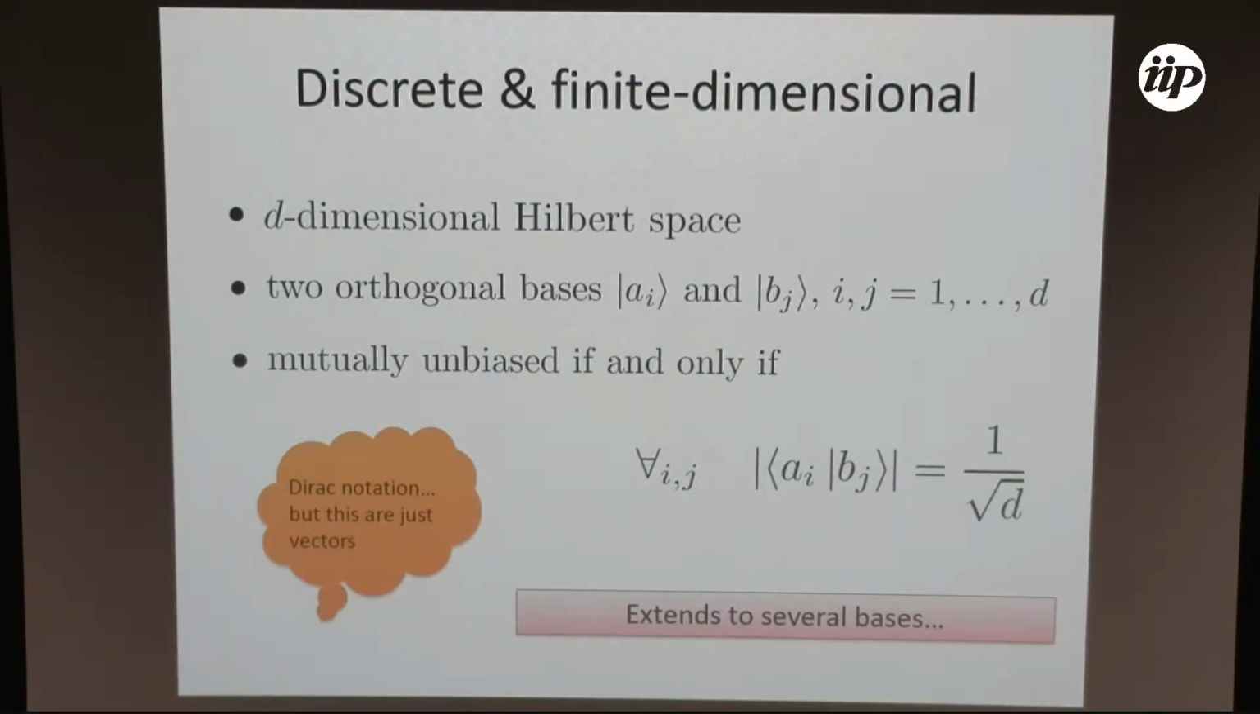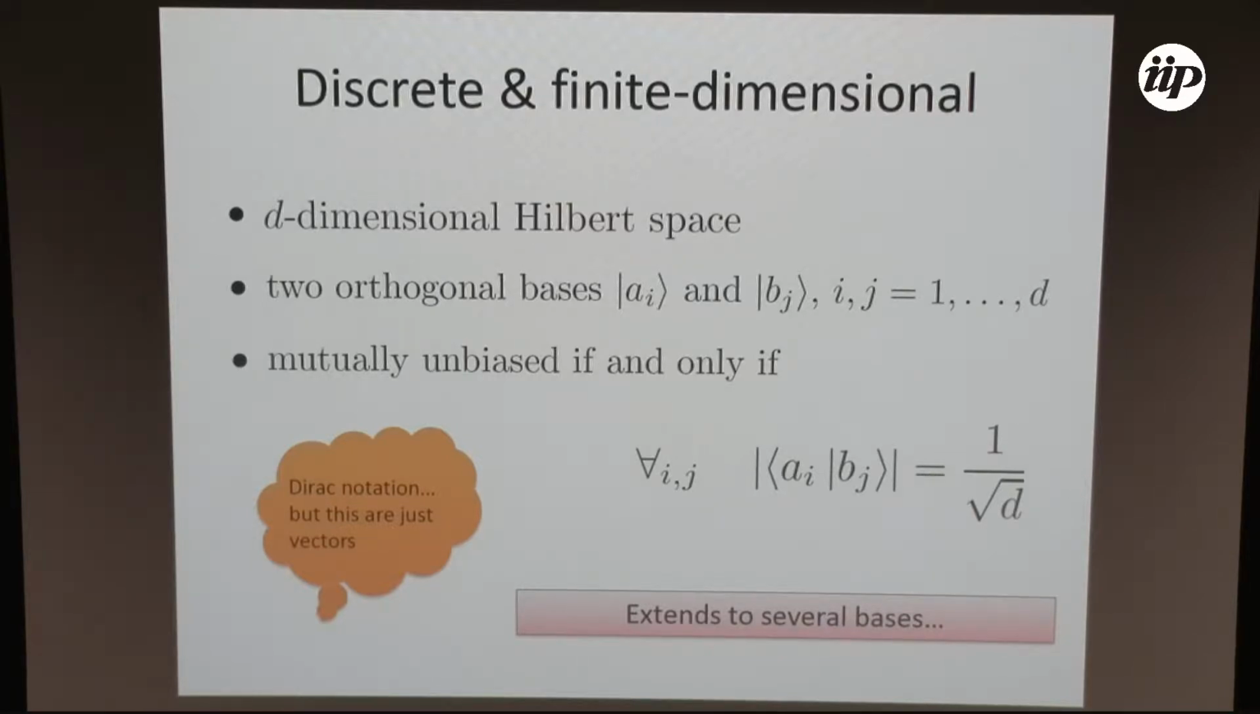This also pops up when you look at unbiasedness in the particular case of finite dimension, say D, in a finite-dimensional Hilbert space, where you have two orthogonal bases. Then we define mutual unbiasedness only through the condition that the overlap between the bases is constant. It doesn't depend on the vector. You can take any vectors from these two bases and the overlap is the same. And again, this is Dirac notation. So one would say, okay, this is purely quantum, but these are only vectors. So this intuition you can track to other areas and places.